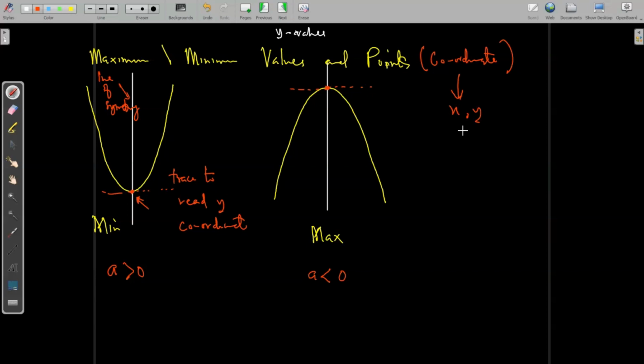If it is the minimum, after getting your line of symmetry, trace the intersection of the line of symmetry and the graph towards the y-axis. Then you combine the two values as a pair, and automatically it gives you the minimum point.